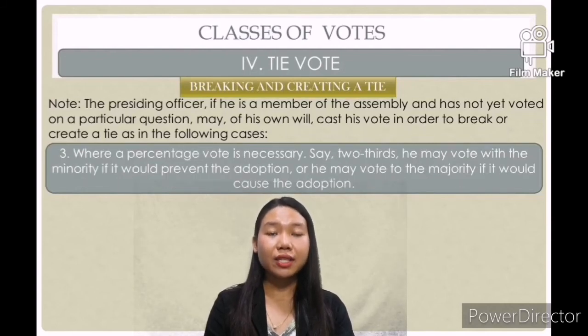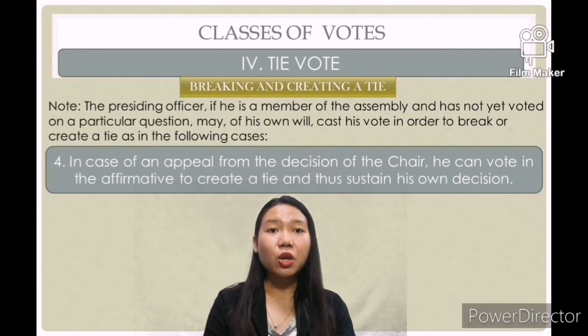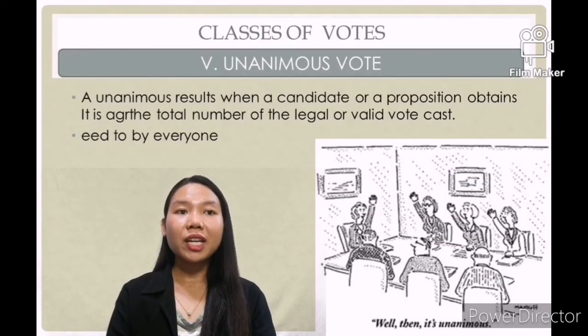And the third case is where a percentage vote is necessary, say 2/3. He may vote with the minority if it would prevent the adoption, or he may vote with the majority if it would cause the adoption. So it's up to the presiding officer na dyan. And the last case is, in case of an appeal from the decision of the chair, he can vote. So always, the last kind of vote is the unanimous vote.